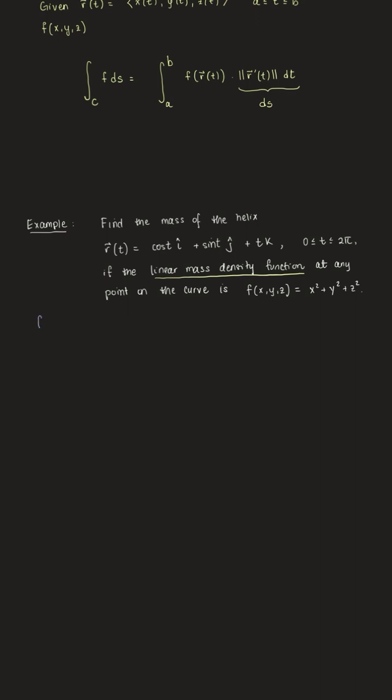So we really want to find the integral over our curve of our linear mass density function x squared plus y squared plus z squared ds. And as I already mentioned, r of t is already given to us as a parametrized curve, our helix from 0 to 2 pi, whose components are cosine t, sine t, and t.